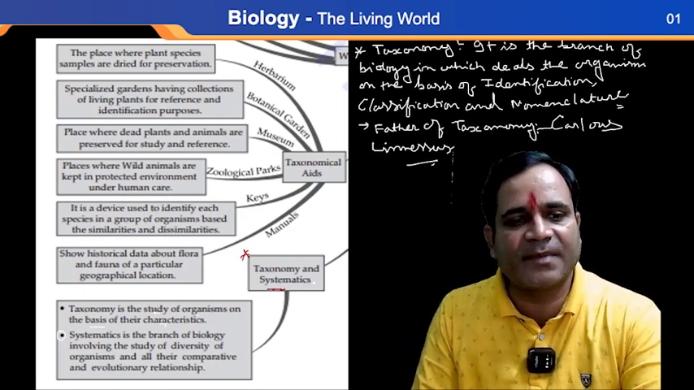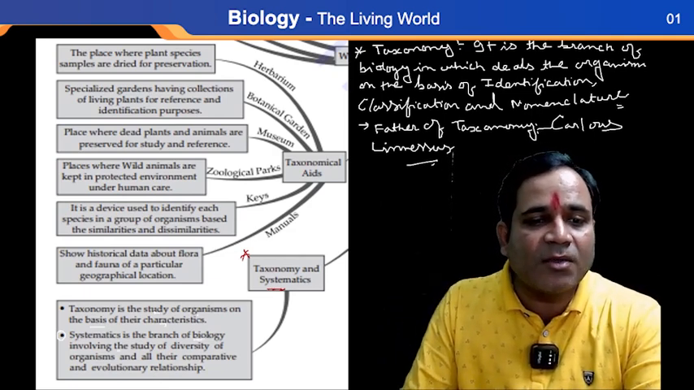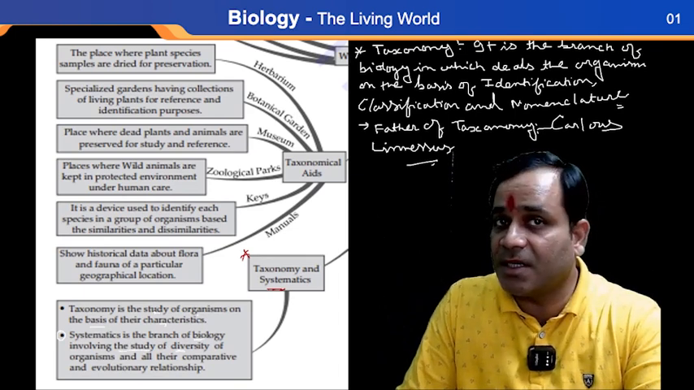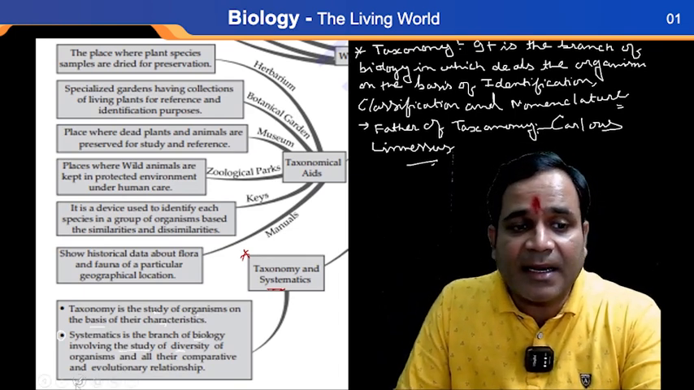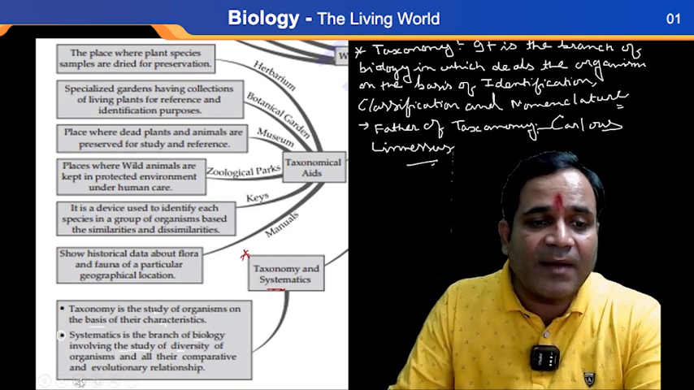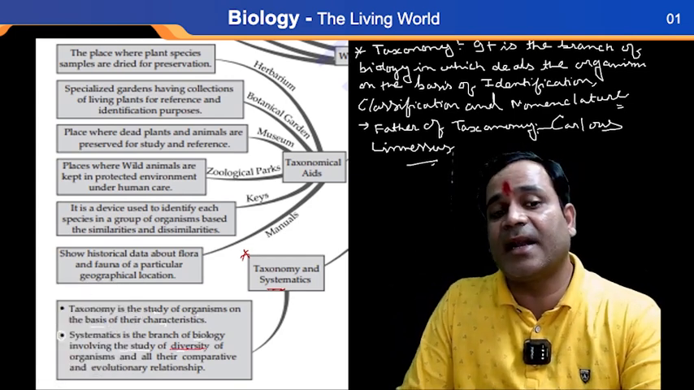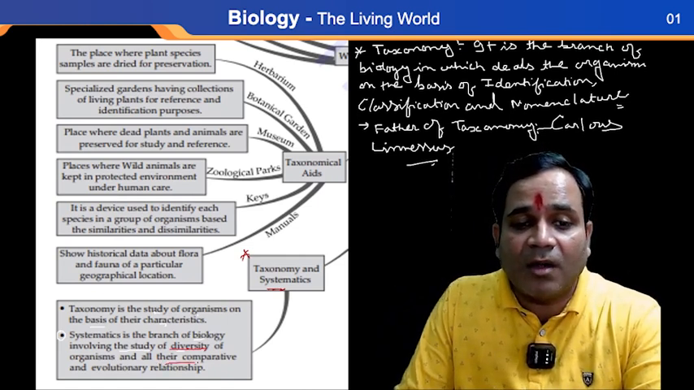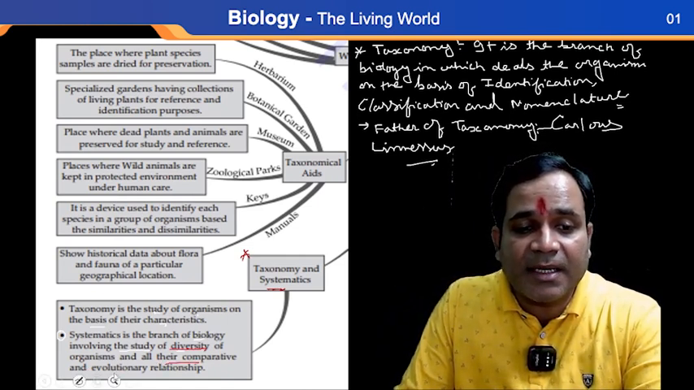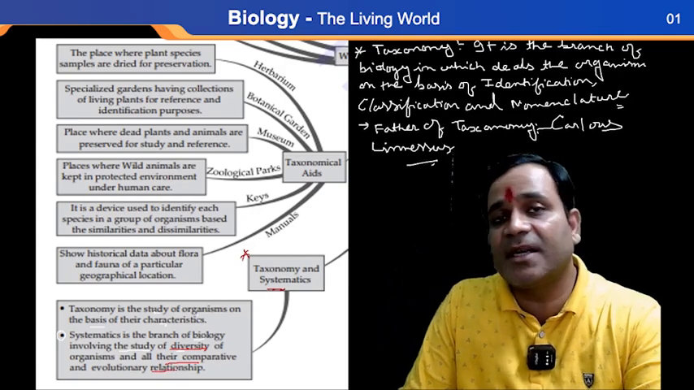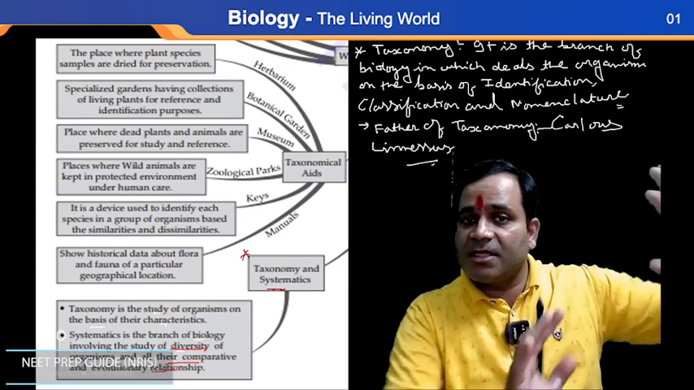Systematics is the branch of biology involving the study of the grouping of organisms and diversity. Diversity means the variety of living organisms and all their comparative and evolutionary relationships. So the evolution term is clear.